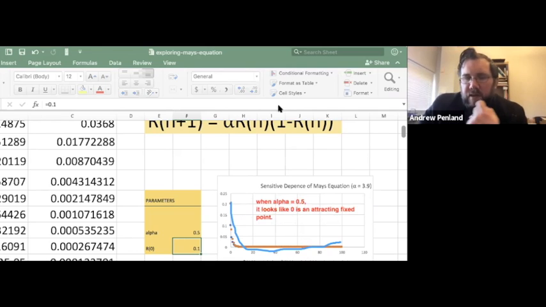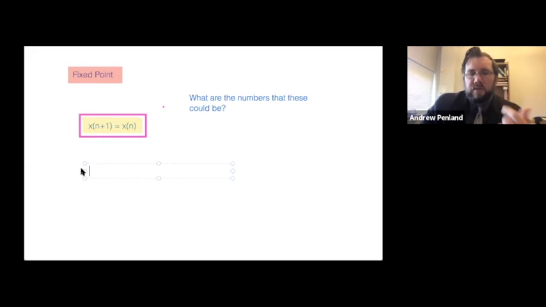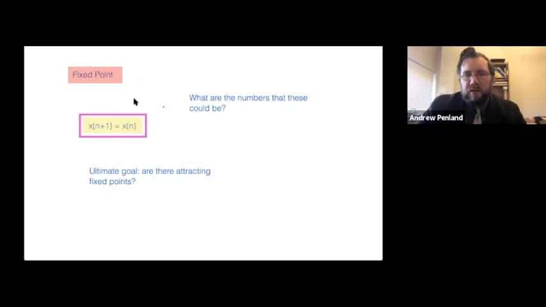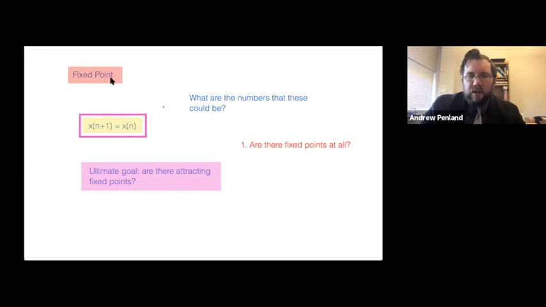Before we can determine the attracting fixed points analytically, we need to determine just what are the fixed points. So our ultimate goal is to determine if there are attracting fixed points, because that's a really important question. But to determine that, first we need to determine, are there any fixed points at all? Okay, so the way we do that is we're going to set up our equation. I know we've done this before, but I feel we need to review it. So apologies if this is too slow, but I think it's important to do.